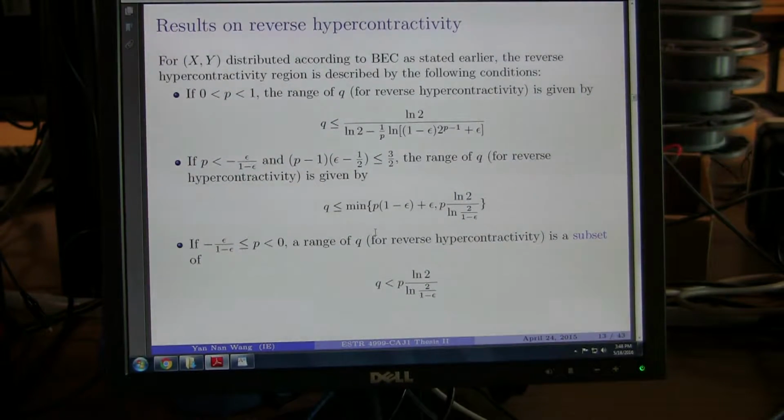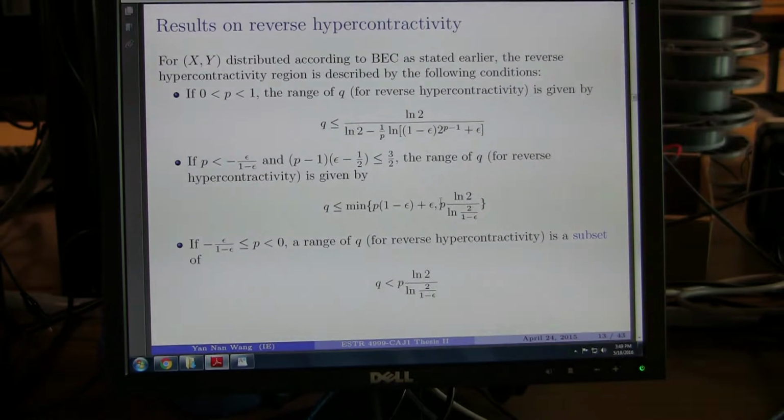And here is the result discovered on reverse hypercontractivity in my final year project. For XY distributed according to binary erasure channel, the reverse hypercontractive region is like this. When P is between 0 and 1, the Q's range is given by this inequality. When P is less than minus epsilon over 1 minus epsilon and this condition holds, the range of Q is given by the minimum value of these 2 expressions.